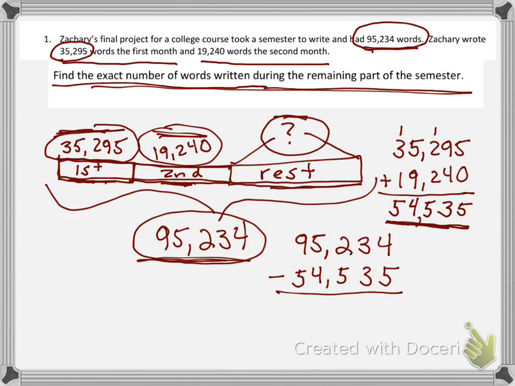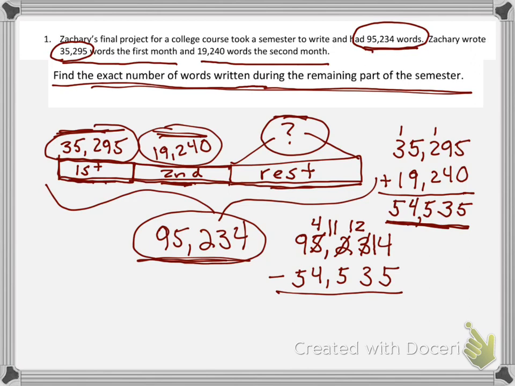So in the ones, 4 ones, take away 5 ones, we can't do. So we need to go to the tens and take 1 ten, and now we're left with 2 tens, and now given 14 ones. But in the tens, you can't take away 2 tens minus 3 tens. You can't do that. So we need to go to the hundreds and take 1 from them, and you're left with 1 hundred, and now you're left with 12 tens. So you can subtract 12 tens, take away 3 tens. But in the hundreds, 1 hundred take away 5 hundred, you can't do. So you need to go to the thousands, take 1 from them, and you're left with 4,000. And back in the hundreds, you're left with 11 hundreds.